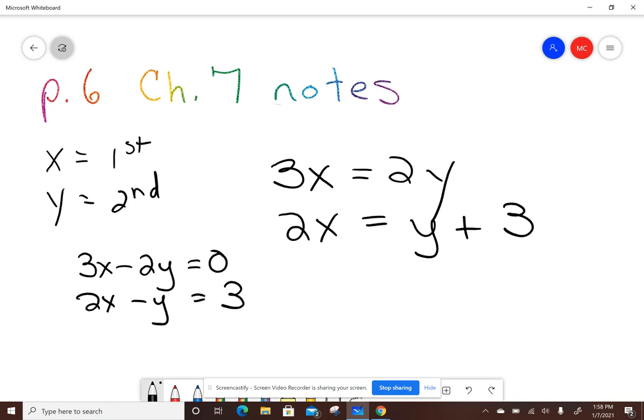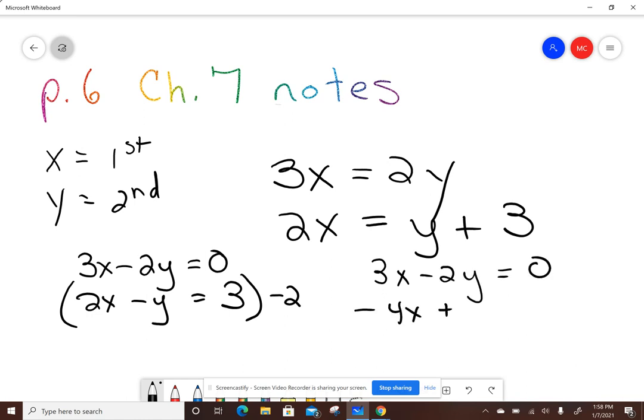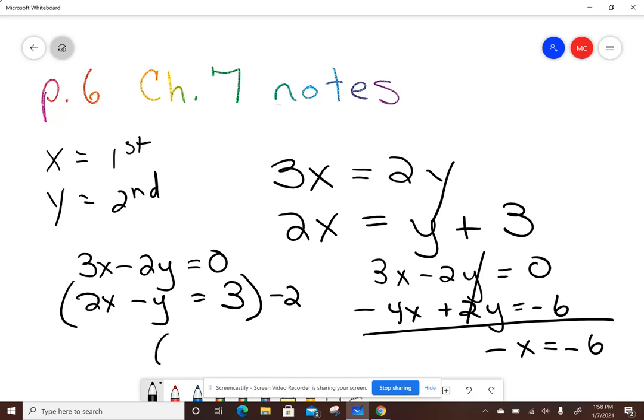And I look to see if one is a multiple of the other, and I see y, -1 and -2. -2 is a multiple of -1. So if I multiply this by -2, I create a scenario where I have same coefficient, opposite sign. I eliminate the y's, -x equals -6. So I end up with 6, 9 as my 2 numbers.